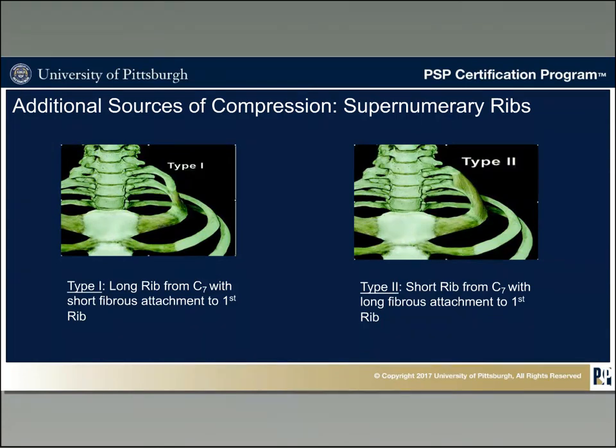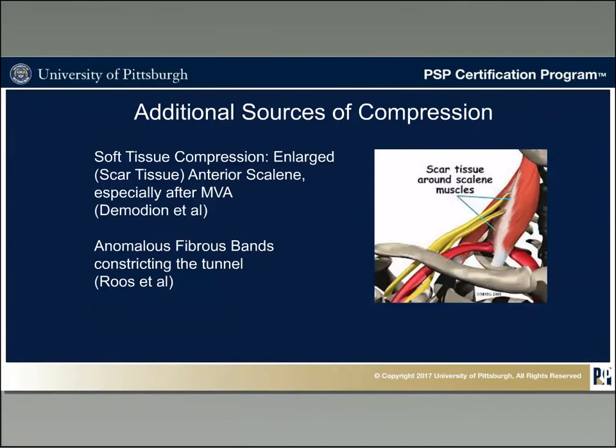These slides are depicting a couple of different types of cervical ribs. A type one rib is a longer rib projecting from the seventh cervical vertebra with a short fibrous attachment onto the first rib. A second type of cervical rib, again projecting off of the seventh cervical vertebra, has a longer fibrous attachment onto the first rib itself.